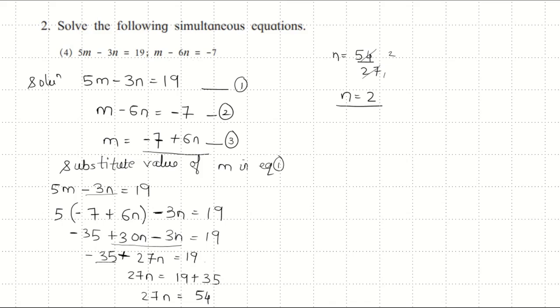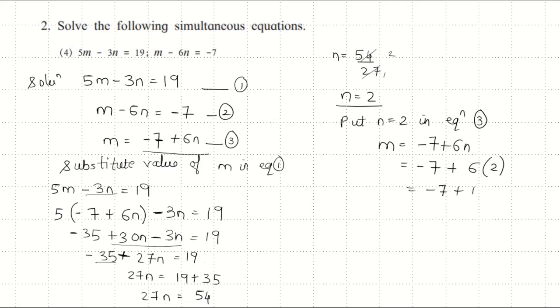We got 2. Now put n is equal to 2 in equation 3. Equation 3 is m is equal to minus 7 plus 6n, is equal to minus 7 plus 6 into 2, minus 7 plus 12. So minus into plus is minus. We need to subtract. 12 minus 7 is 5. And sign of the bigger number is plus. So we got m is equal to 5. Solution: m is equal to 5 and n is equal to 2.